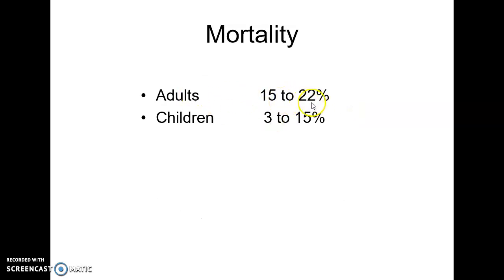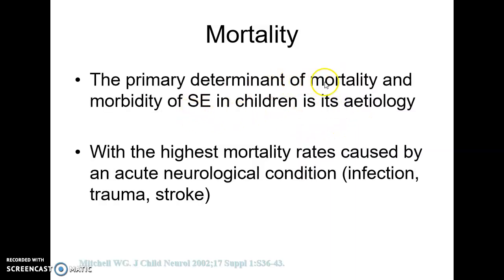Mortality for adults who go into status epilepticus is 22%, almost 25% people will die. In children it is comparatively less, 15%. The primary determinant of mortality and morbidity of status epilepticus in children is its etiology. The cause is the reason for death, with the highest mortality rates caused by acute neurological conditions, infection, trauma, and stroke. When a stroke happens to somebody and a seizure follows it, there is a very high chance of death.